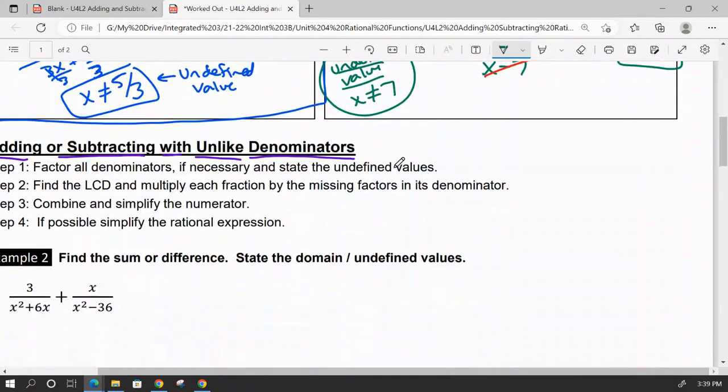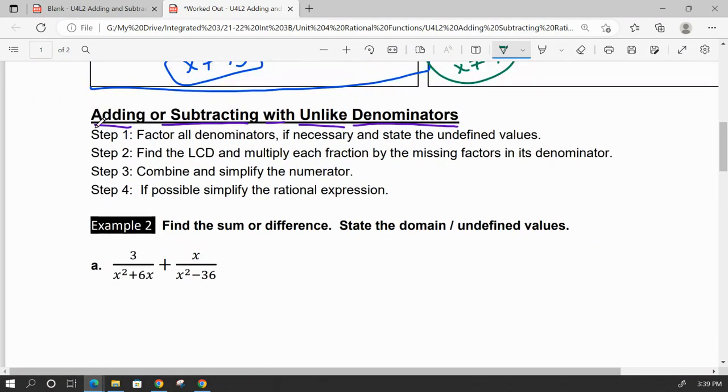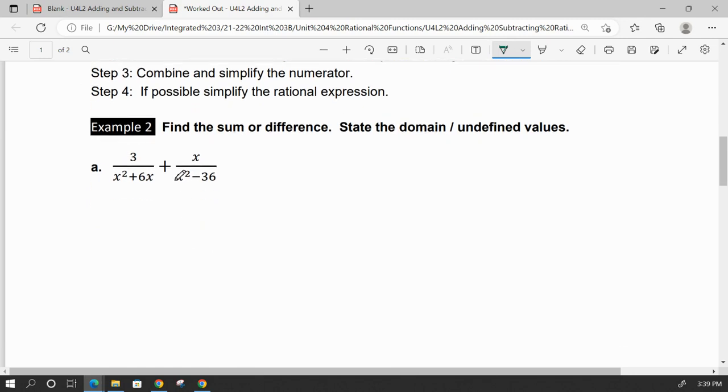Now we're going to go to our algebraic expressions. So I do have some steps listed here. Step number 1 is to factor all the denominators if necessary. So if we look at this first example here, I'm going to leave the numerator alone, but in my denominator, I've got an x squared and a 6x. Both terms have a factor of x, so I'm going to factor out an x.